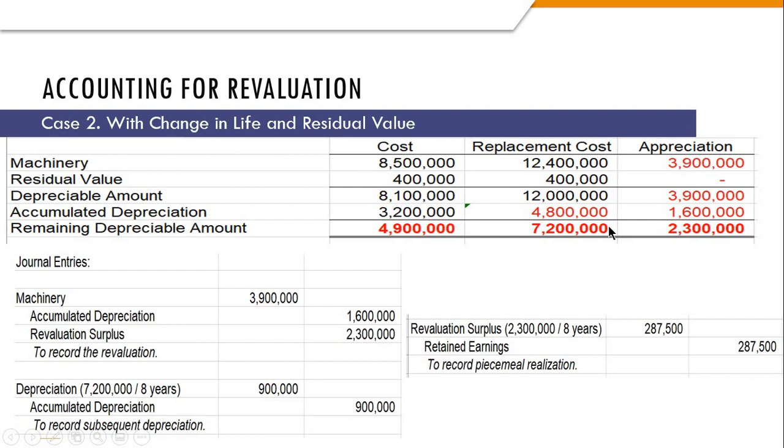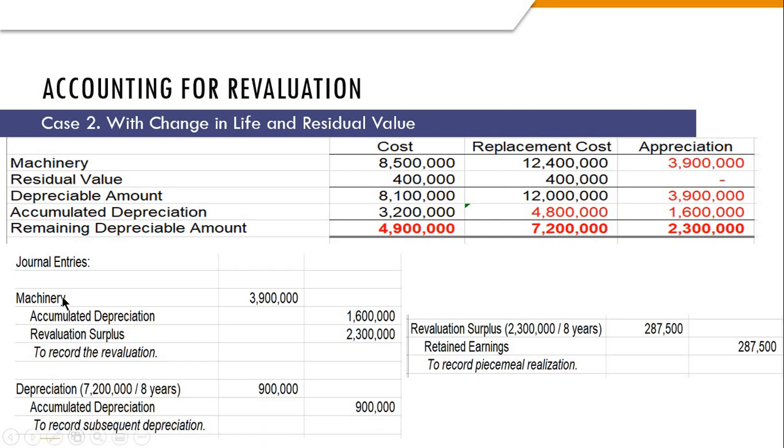This is now the revalued amount of the asset. So the difference of these two is the revaluation surplus. So ito na siya, no? Appreciation, 3.9 million. Walang increase sa residual value kasi the same yung residual value na ginamit natin, no? Minus 1.6 million, the increase in the accumulated depreciation on appreciation, no? So you get ito siya, 2.3 million as the revaluation surplus.